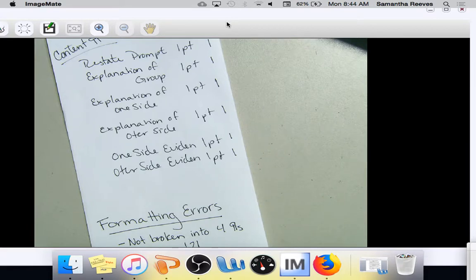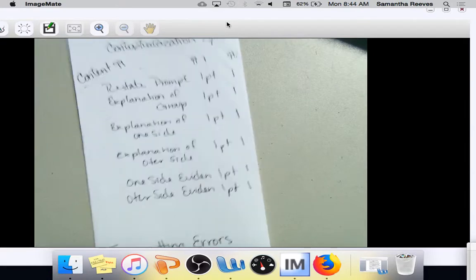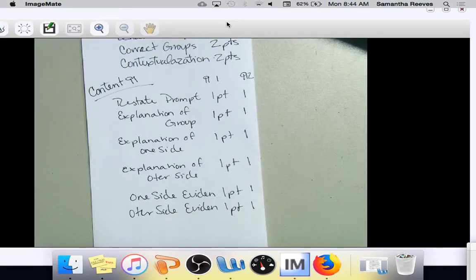Keep in mind, you should be scoring as you're going. What do you got? When you say explanation of one side, for instance, they should be talking about the Mongols in this essay, or they should be talking about the Sui or the Tang.